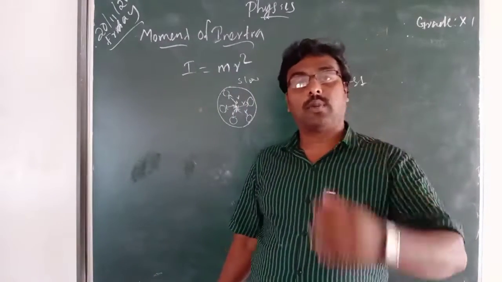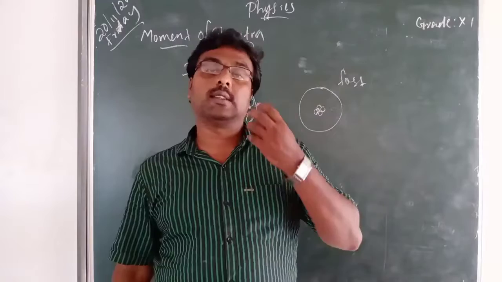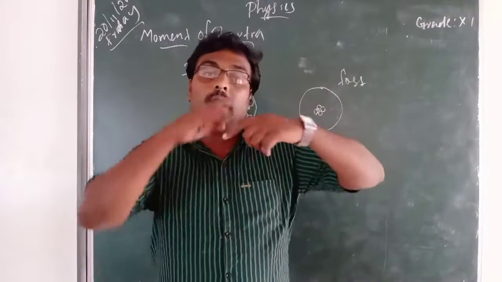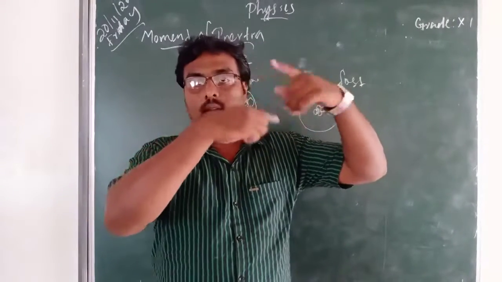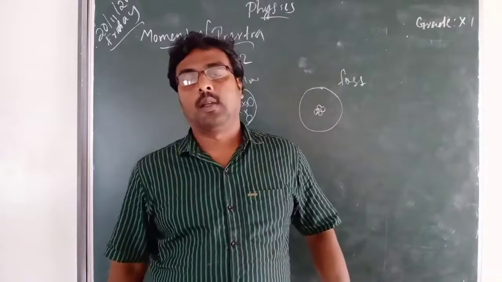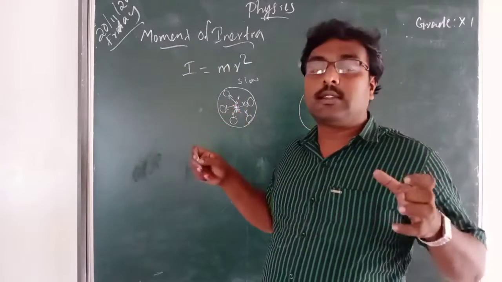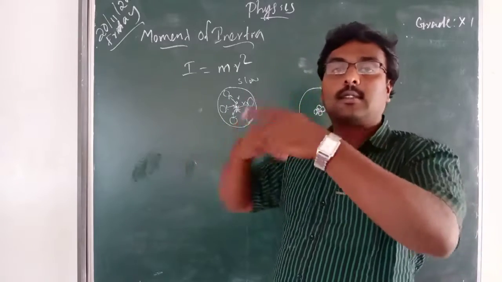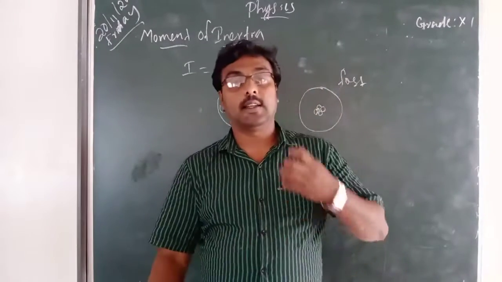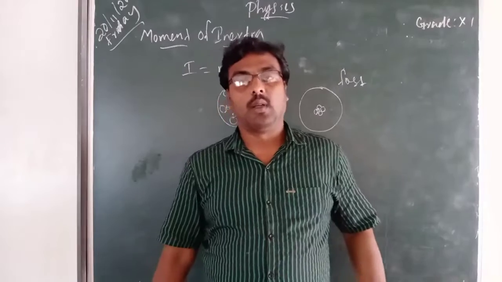The tendency of an object to resist the angular acceleration, resisting this motion. Here this particle is resisting. You see, the particle at some distance resists its angular acceleration. That is what we are calling moment of inertia.